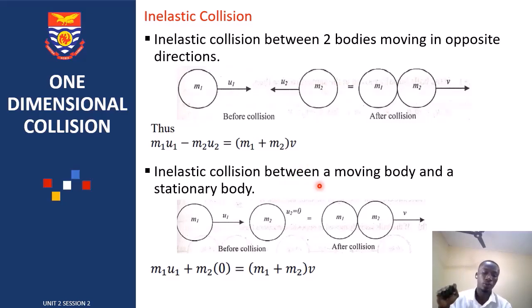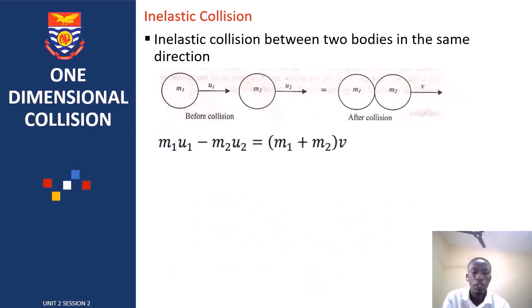Let's look at an inelastic collision between two bodies, but this time around one is stationary and the other one is moving. So you have to take care of the direction in which they move, depending on the question that we are given. So before the collision you have m1 u1 plus m2 times 0, because it's stationary and has no velocity. So you get 0 here, to be equal to m1 plus m2 all multiplied by the same velocity that they are having, v.